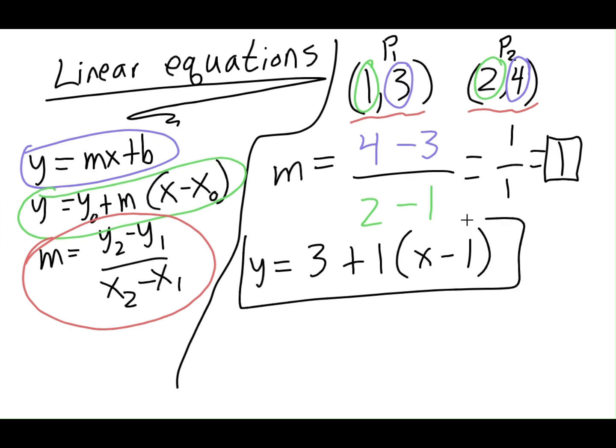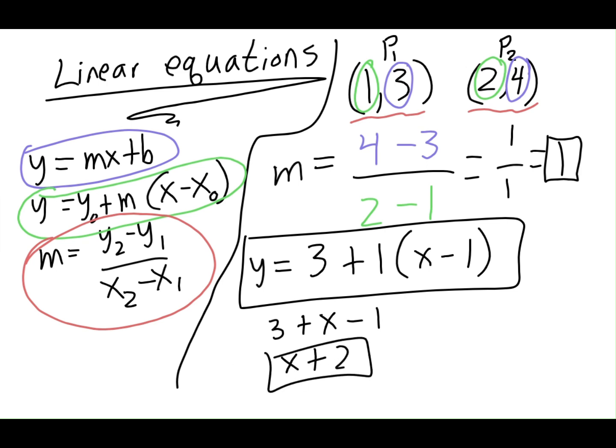So again, like I said before, I would just say, hey, that's my solution. However, if you want to simplify, that's fine. We distribute the 1, which really means just drop it. So 3 plus x minus 1. So that becomes x plus 2. Same equation, same answer. All right, let's do another problem.